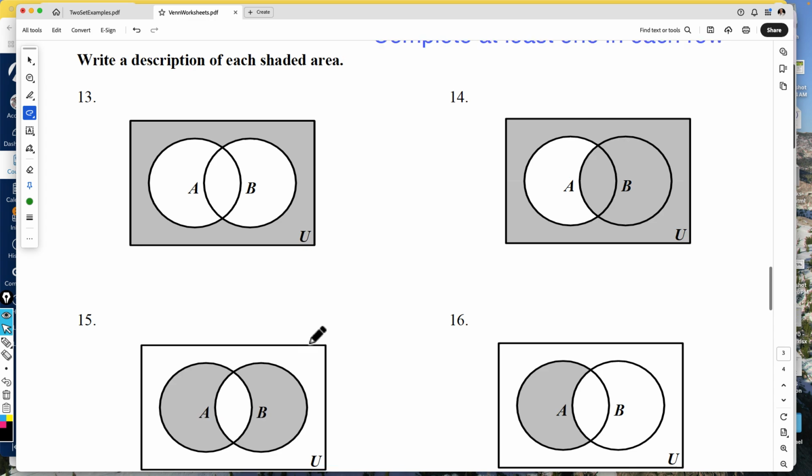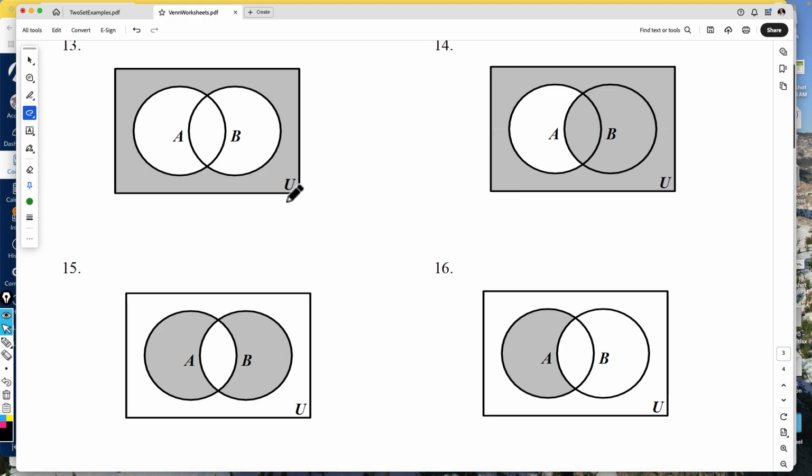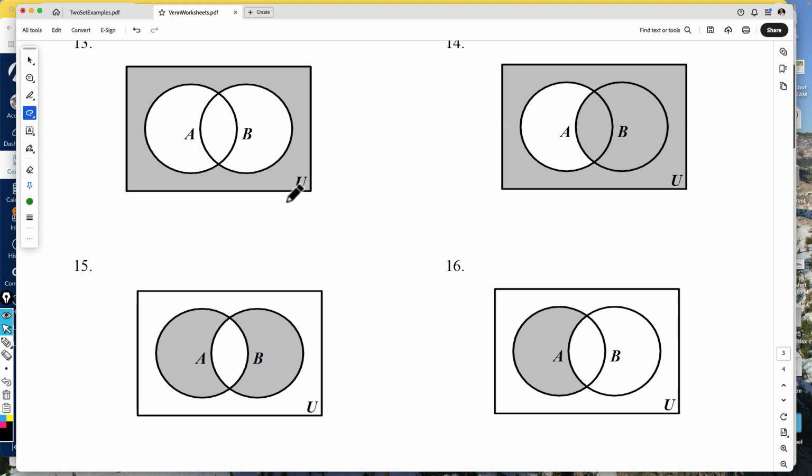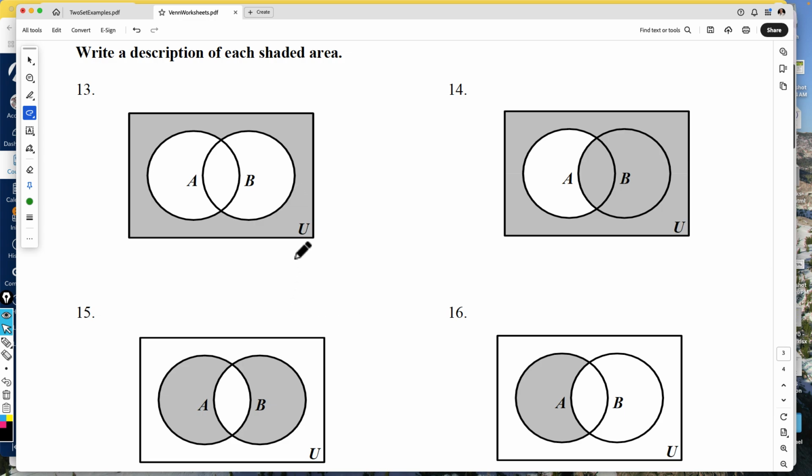Down here, it's the reverse. So what kind of logic symbols would we use to describe these shadings? Since there are only two sets, a lot of these you could look up on that first sheet I gave to you. What does this first one look like?